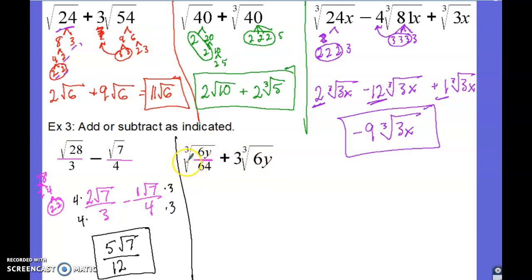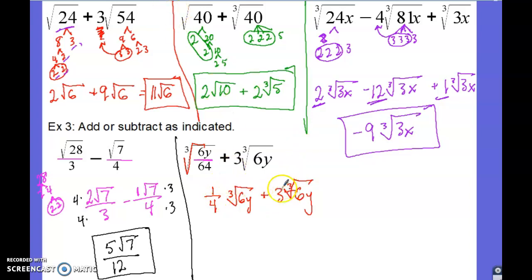For instance, I hope you guys realize that the cube root of 64 is 4 times 4 times 4. So the cube root of 64 is just 4. And when I move it in front, I'm actually going to make it 1/4 because it's in the denominator. Cube root of 6y. So when I add it to this 3 cube root, oops, I wrote that wrong, of 6y, I think it's pretty evident that this would be 3 and 1/4.